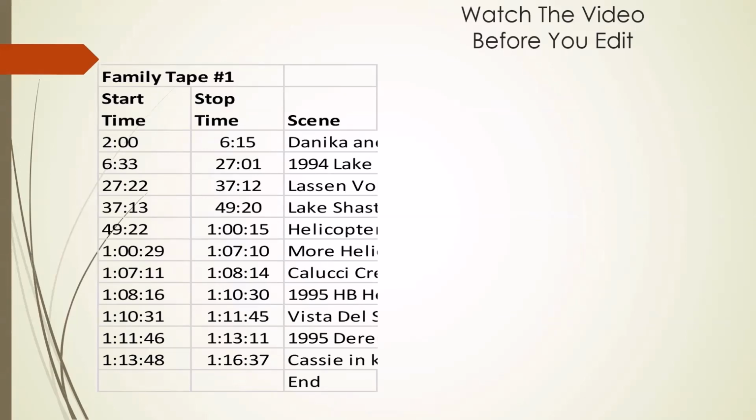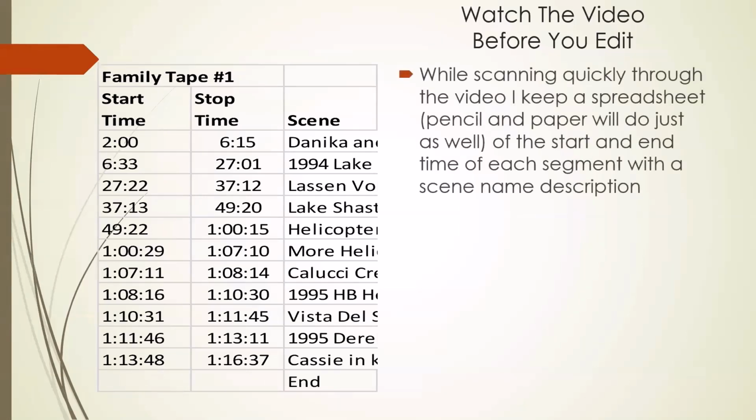And that's because I'll come across parts of the video that don't need to be saved. Maybe the camera was not recording properly, or any number of reasons. This way, I know beforehand, before I actually do the editing, where I need to stop and start. And so I do this by scanning quickly, as I say, through the video. And I've used a spreadsheet, but a pencil and paper will do just as well.